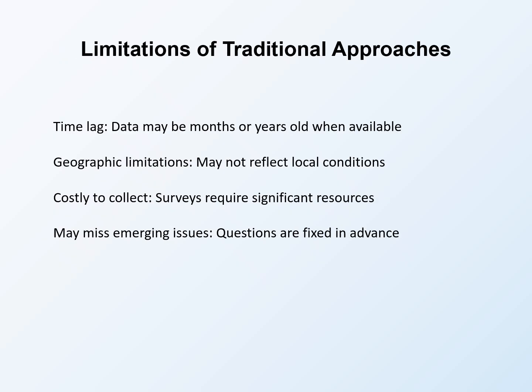But traditional surveillance has limitations too. Time lag is significant. By the time survey data is collected, cleaned, analyzed, and released, it may be months or even years old. You might be planning a program based on data that no longer reflects current reality. Geographic limitations matter. National surveys may not represent conditions in your specific community. Smaller jurisdictions often lack sufficient sample sizes.